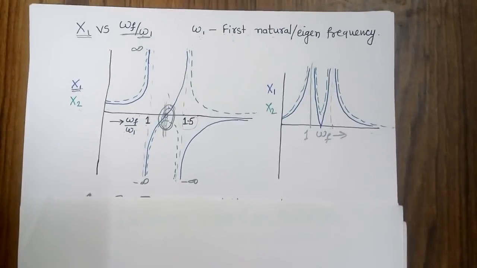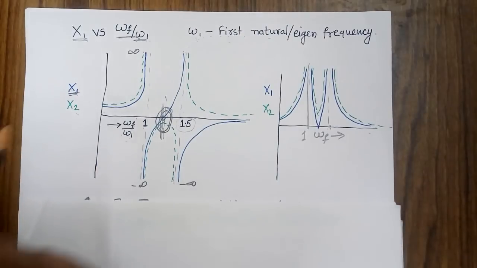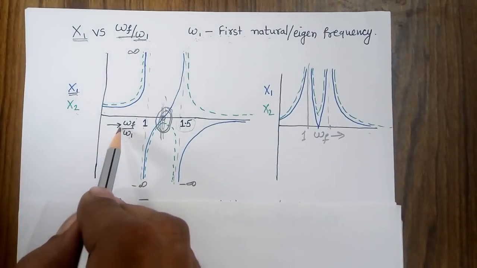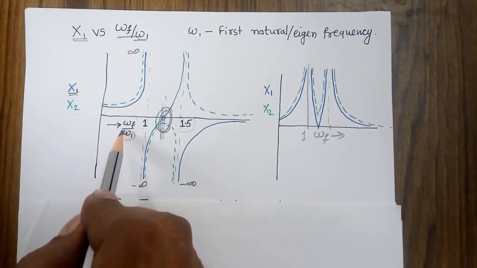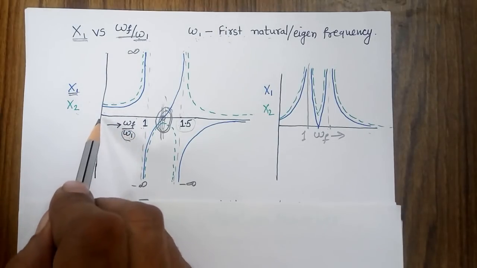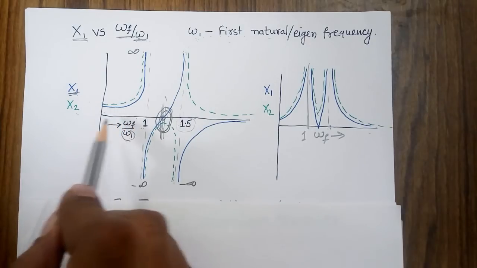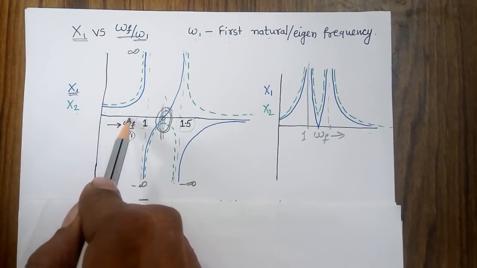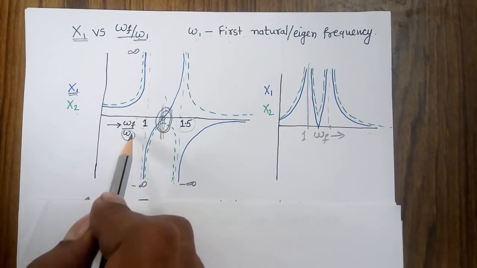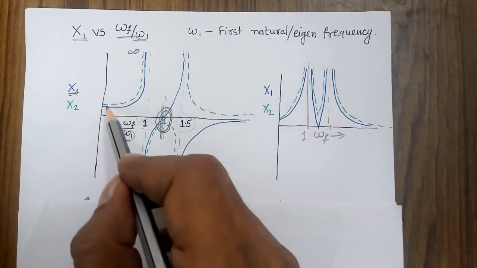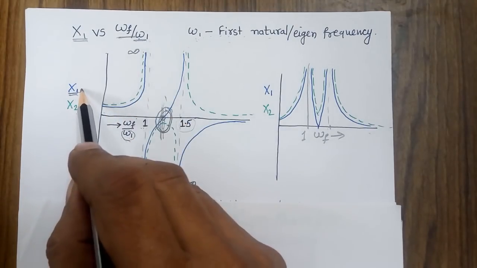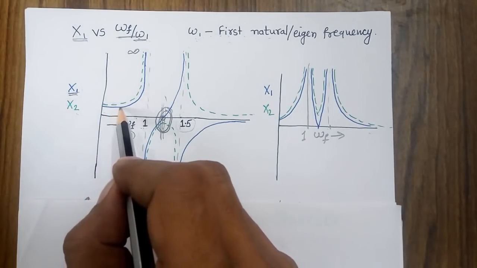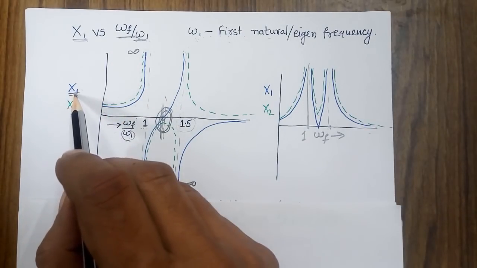Now when I look at the response characteristic, I can see that as the excitation frequency increases, because the natural frequency of the system is constant and I am changing the excitation frequency, when it matches the natural frequency, therefore the ratio becomes 1, I will have a large amplitude vibration of the first mass. Here the solid line corresponds to the first mass.